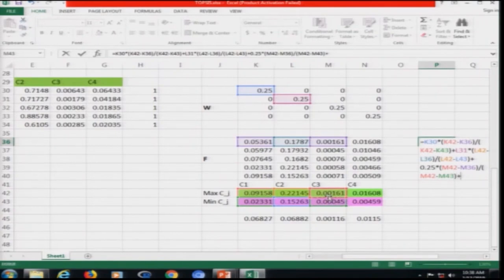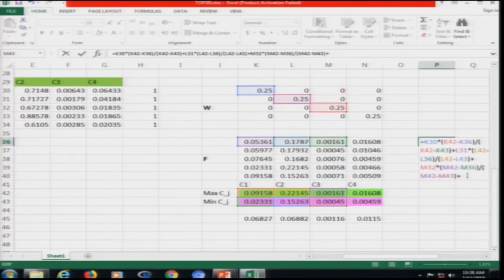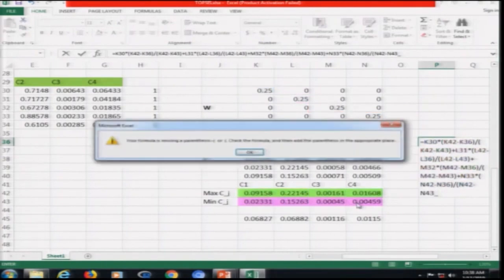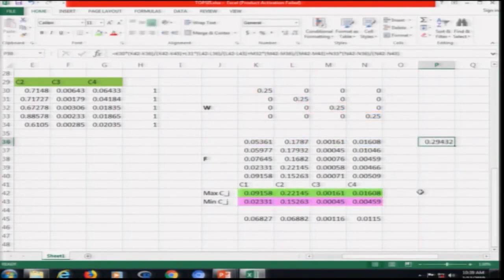Finally, this should be M32. Let me put it M32 or else I won't be doing justice. M32, the last value is N33 multiplied by fourth criteria maximum value minus F13. The whole thing divided by maximum for fourth criteria minus the minimum one. So, this is done. So, I have for the first one.